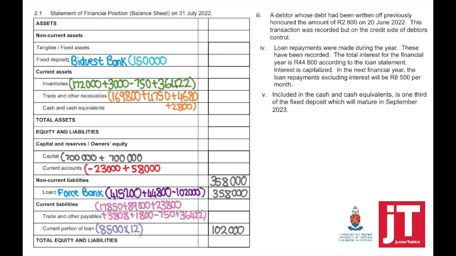Included in the cash and cash equivalents is 1/3 of the fixed deposit, which will mature in September 2023. So if we take 150,000 and we say times 1 divided by 3, it means that 50,000 will mature in the next financial year. And that must go to your cash and cash equivalent. So the total which will appear as part of your fixed deposit is 150,000 minus 50,000.